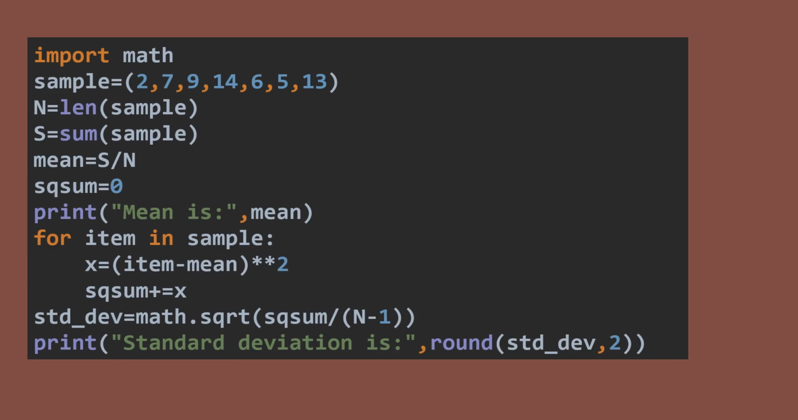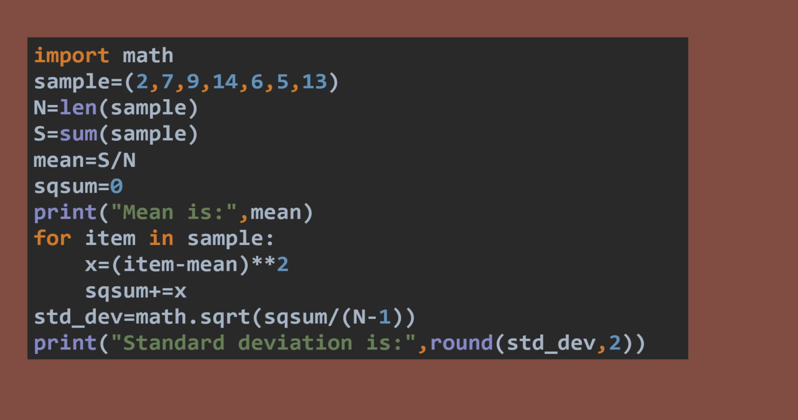So you have to first of all find out the mean of this tuple. Here the tuple is having values, let's say 2, 7, 9, 14, 6, 5, 13, like this. You can take any sample values, and n is equal to length of the tuple and s is equal to sum of the tuple. So mean is equal to s divided by n. So you got the mean.